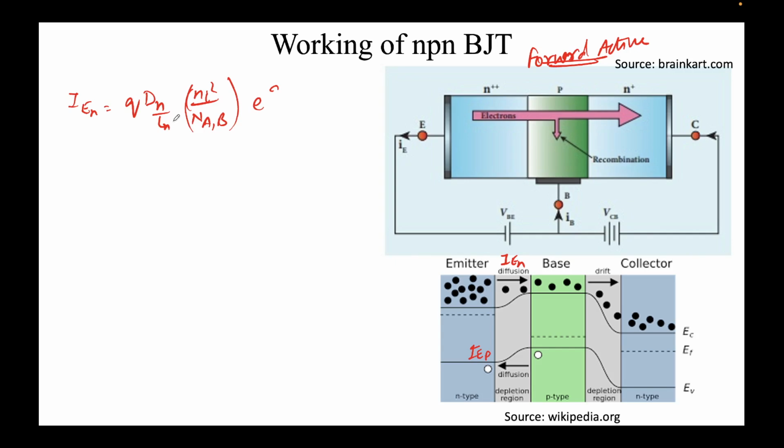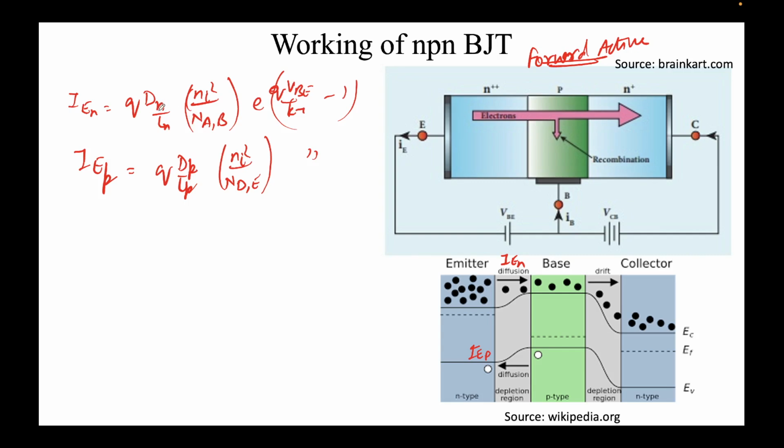Can you repeat? It will be Na only, sir. Okay, yeah. So, and this will be QVBE over KT minus 1. And similarly, the emitter current due to holes will be something like dP over LP Ni square. This Ni is the intrinsic concentration, and this will be the doping of the emitter side, and this term will remain the same.